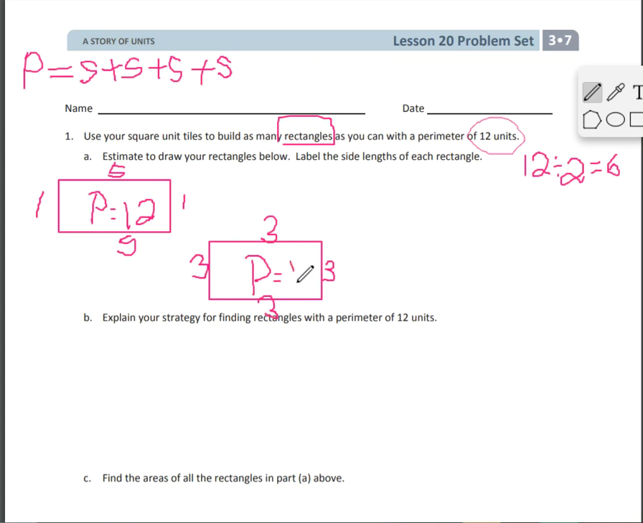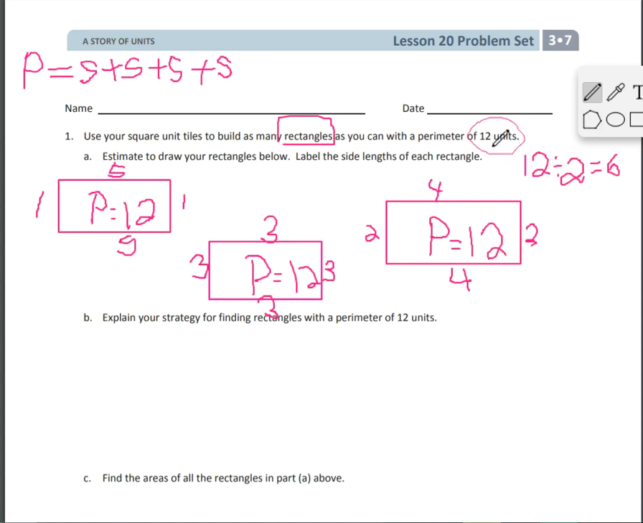Let's see if we can make a third one. Oh, that's awful too. I'm going to redo that. Okay, I can think of one more set of numbers immediately off the top of my head that add up to 6. And that's going to be 2 and 4. So 2 and 4. So 2 plus 4 is 6. 2 more is 8. And then 8 plus 4, there we go. So we have 3 rectangles with a perimeter of 12.